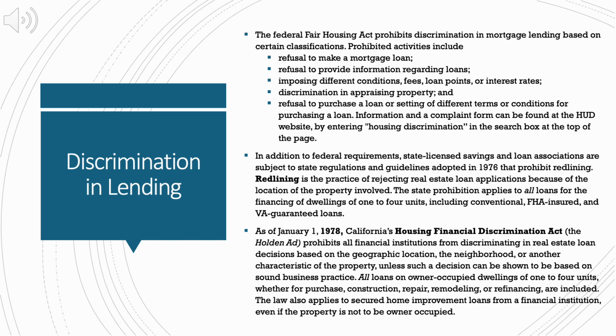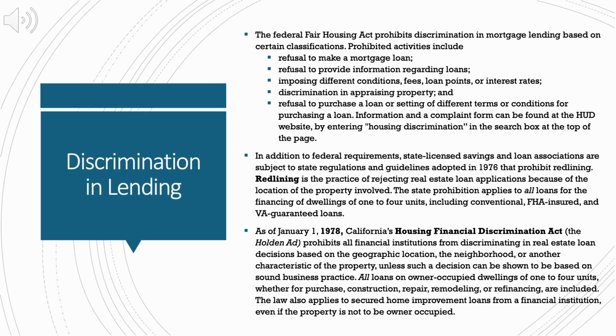In addition to federal requirements, state licensed savings and loan associations are subject to state regulations and guidelines adopted in 1976 that prohibit redlining. Redlining is the practice of rejecting real estate loan applications because of the location of the property involved. The state prohibition applies to all loans for the financing of dwellings of 1 to 4 units, including conventional, FHA insured, and VA guaranteed loans.